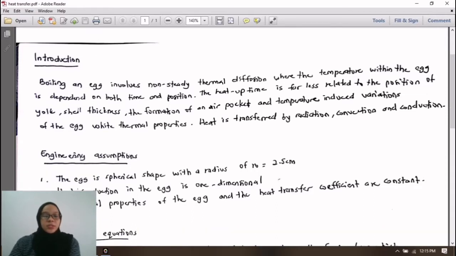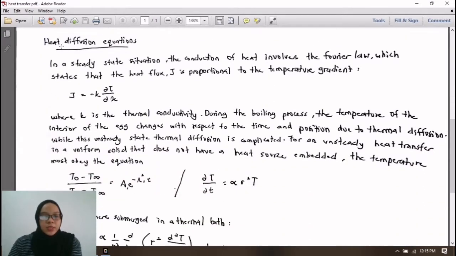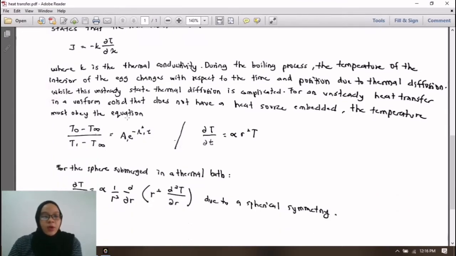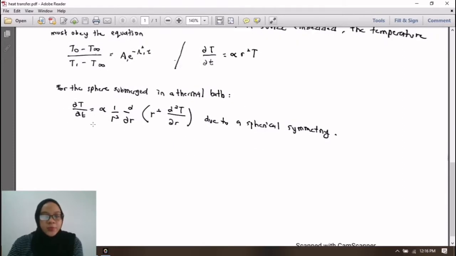So these are the engineering assumptions: the egg is spherical in shape with a radius of 2.5 cm, and the heat conduction of the egg is in one dimension. The thermal property of the egg and the thermal heat transfer coefficient are constant. Next is the heat diffusion equation. This is the heat flux J, proportional to the temperature gradient, and the temperature must obey this equation. This is the equation of the temperature, and this is the spherical symmetry equation. That's all from me.